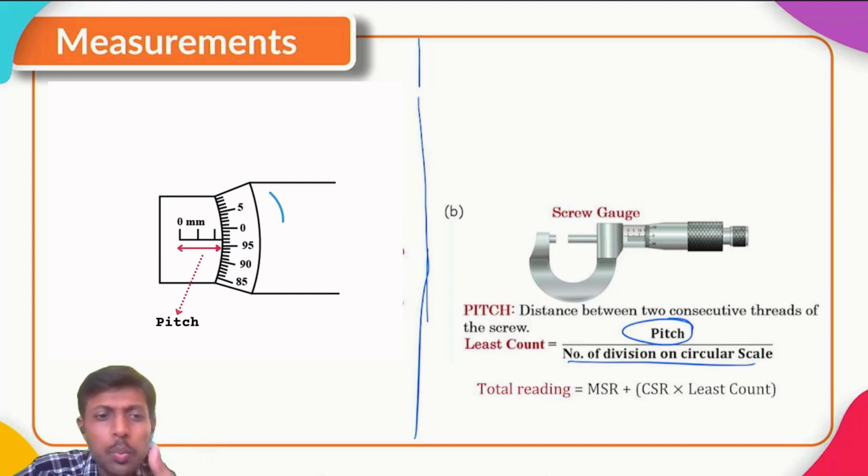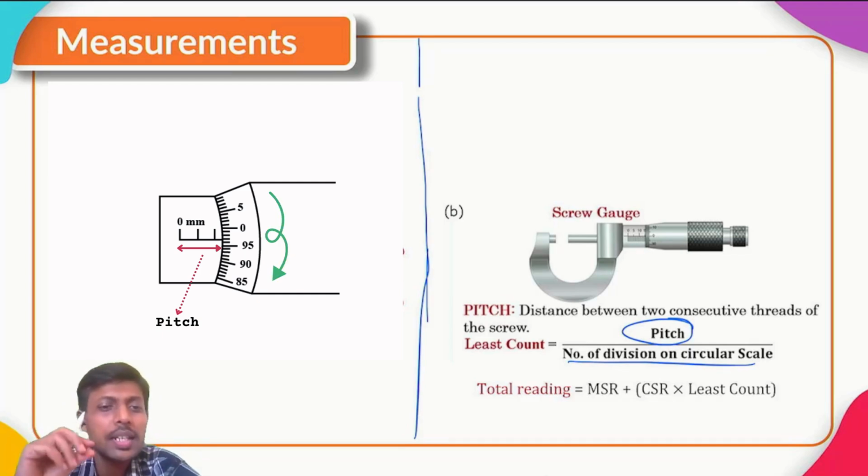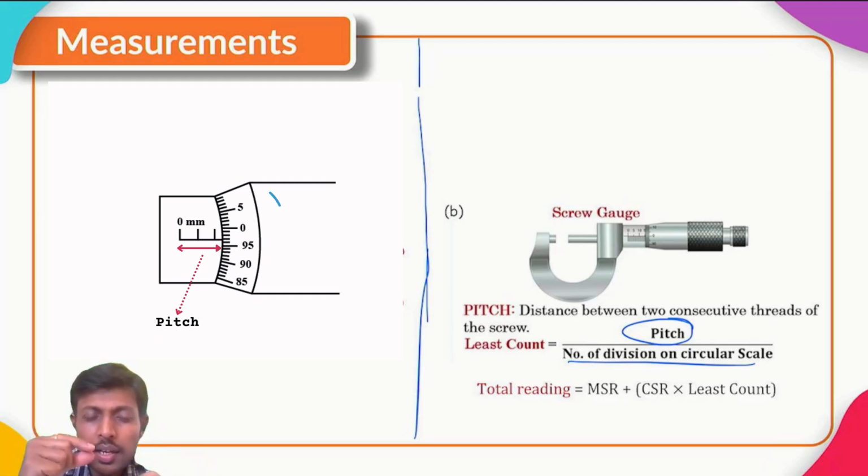Pitch is 1 millimeter usually. Pitch is the distance the circular scale travels along the main scale. So if you rotate the circular scale once, how much distance does it cover on the main scale? That is the pitch. Usually that's 1 millimeter.